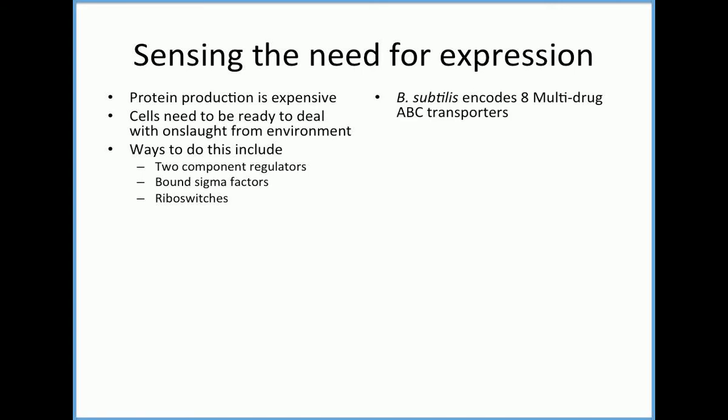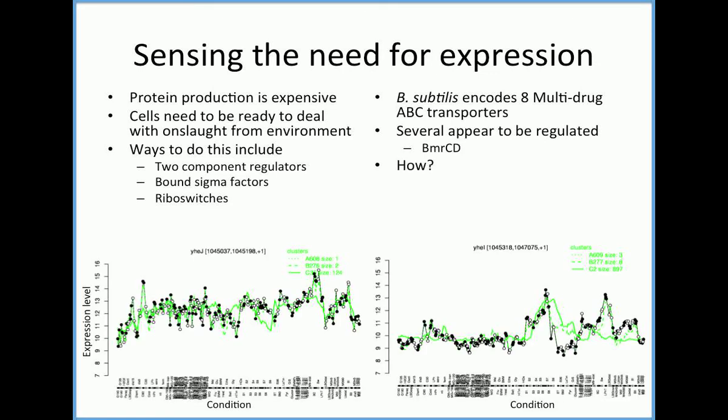Bacillus subtilis encodes 8 multi-drug transporters, and this includes bmrCD, which is quite heavily regulated, but we wanted to know how. So this is bmrC, from the tiling array experiment that I showed you previously. And as you can see, it's not expressed, not expressed, not expressed, and then in these two regions you get quite high levels of expression.